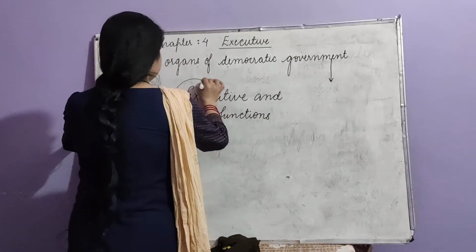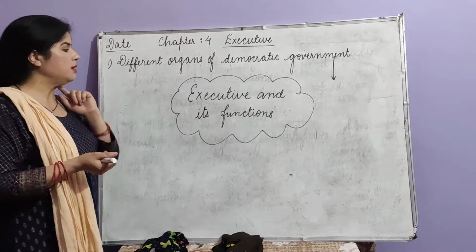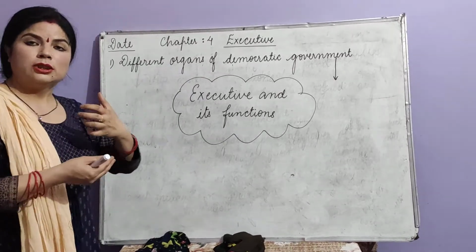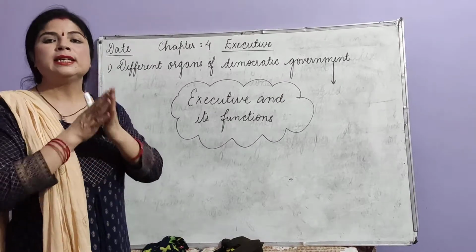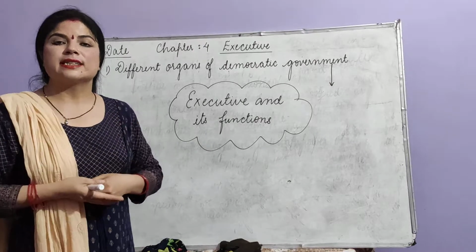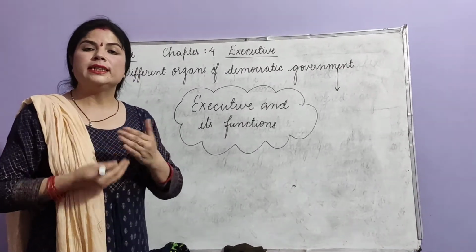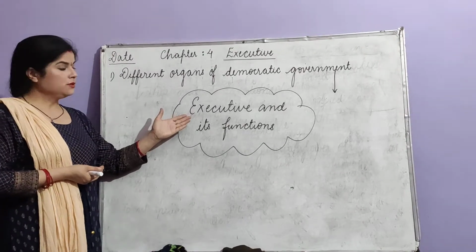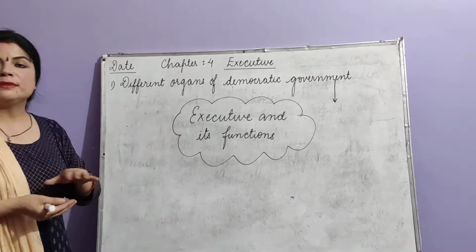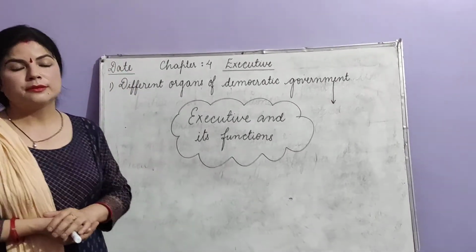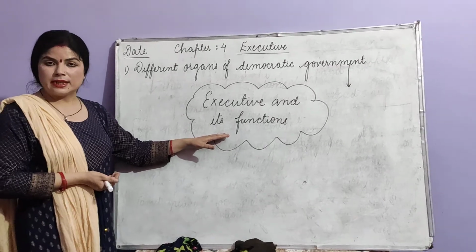Executive and its functions. Just before few seconds, students, we discussed here how executive used to do the implementation of rules and regulations in our country so that people can follow them properly and become able to lead a meaningful and successful life, so that they cannot face any problem in the society, so that they can do all the efforts for their development. So executive is an organ of a democratic form of government which works to do the implementation of rules and regulations in a country. Now we are moving towards the different functions which can be performed by executive in our country.